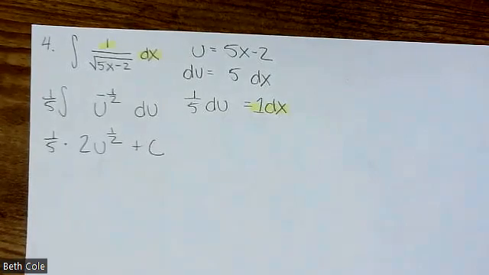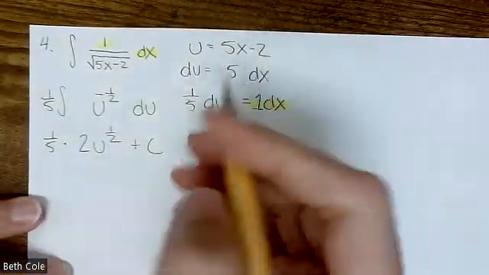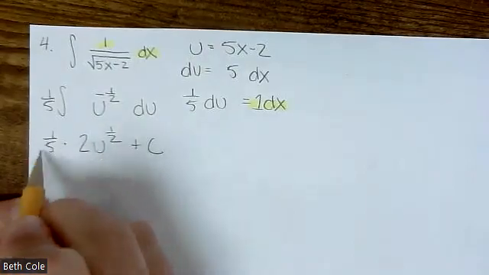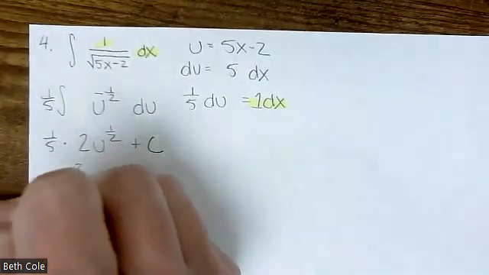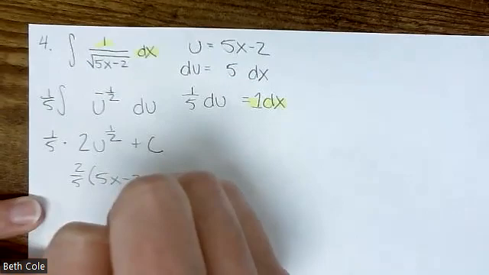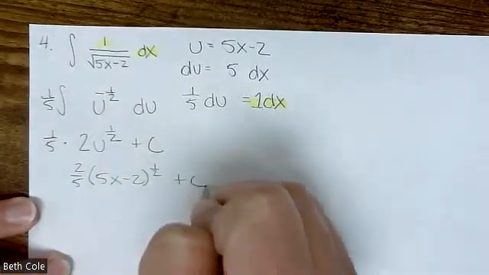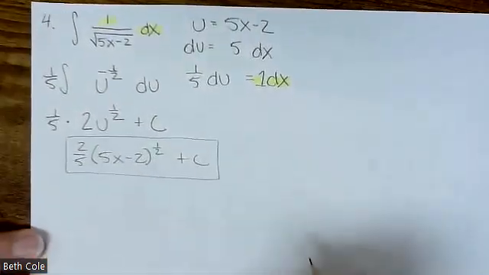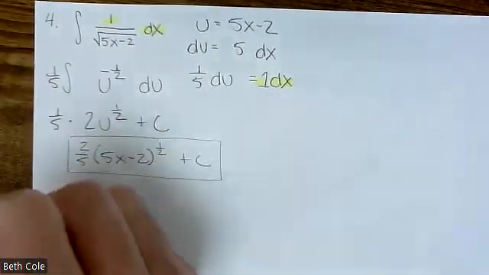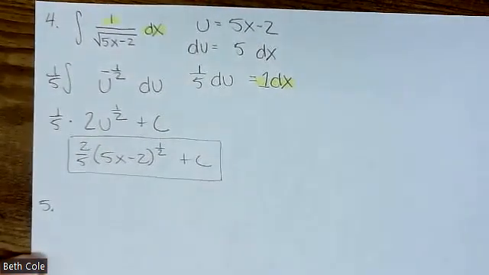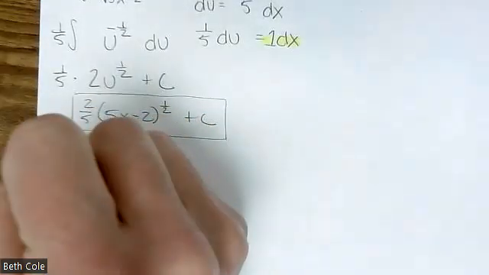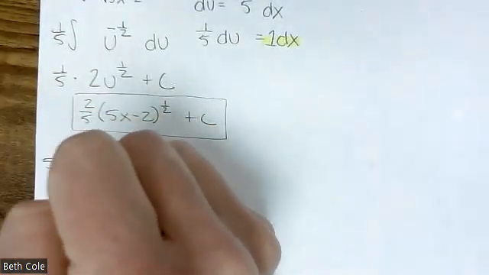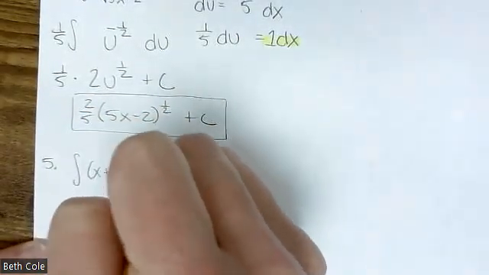And then the last step is you put this stuff back in for u. So how would you put these together? 2/5, (5x minus 2) to the 1/2 plus C. Again, I threw that in there more so that we could deal with the square root. This next one, as a heads up, is going to have a little bit of a curveball, but I've seen them like that on AP problems, so anytime I see a problem like that, I'm like, well, we better do that one in the notes.